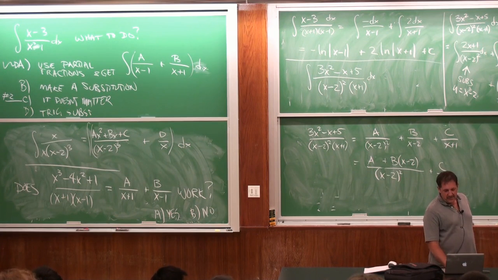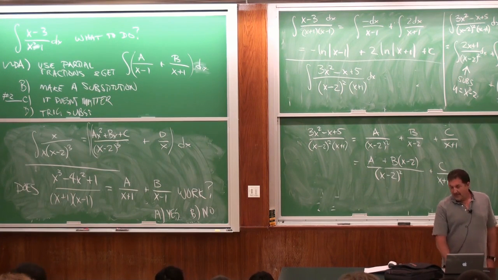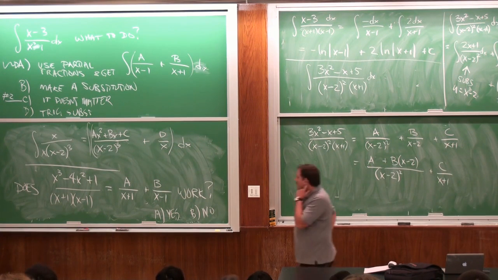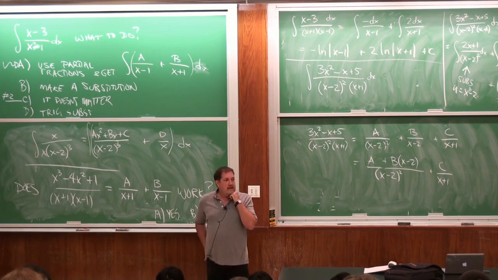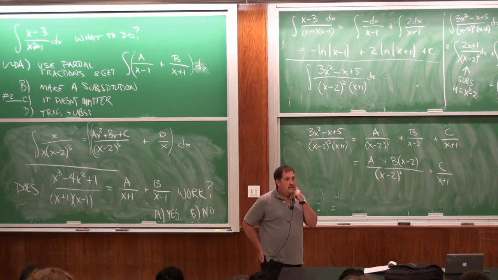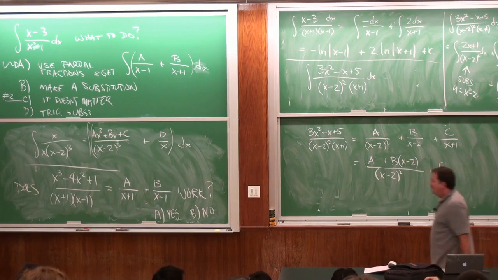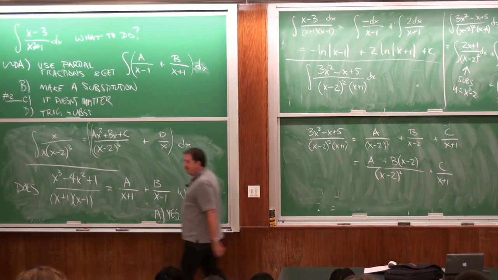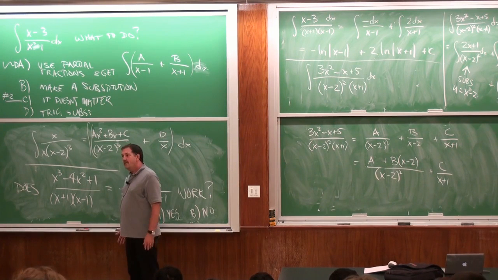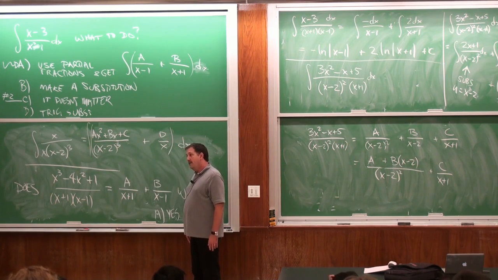There's one answer. So, by overwhelming majority, you think this won't work. And you're right. Why won't this work? I can't get an x cubed. So what do I do? I divide it. It does come from the denominator. I mean, I can't start with partial fractions. I do something first.